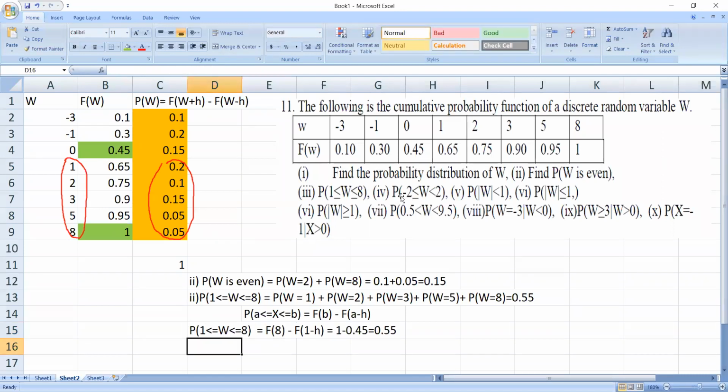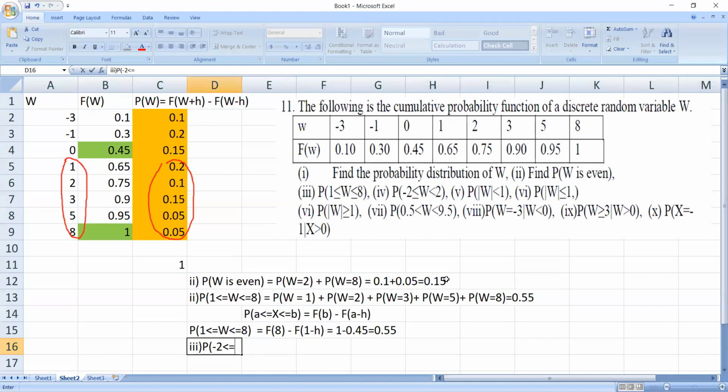Now similarly obtain the next case. Do the next one and tell me the answer. Third one, it is minus 2 less than or equal to W less than 2. So one side only has equality. I need the answer using your f as well as using the p.